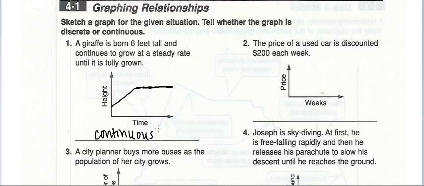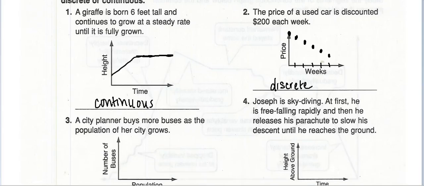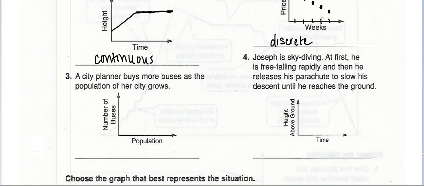The next one, the price of a used car is discounted $200 each week. So if you can pretend this is week 1, week 2, week 3, week 4, week 5, it's a certain price when it first starts out, and then every week it goes down $200. So these are very distinct points that we're graphing. Those would be called a discrete graph then. Those are distinct points, I should have said.